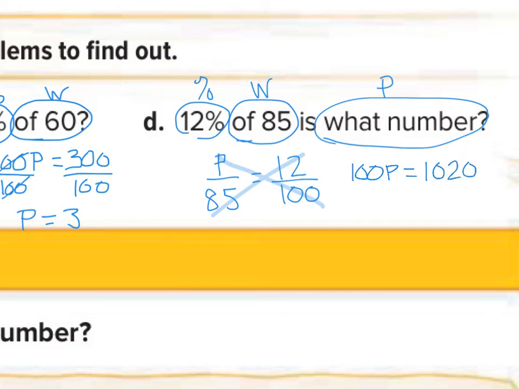And then you are going to, hang on a second, I'm double checking myself here. 1,020. Minute real quick here. Let me make sure that was correct. 85 times 12.